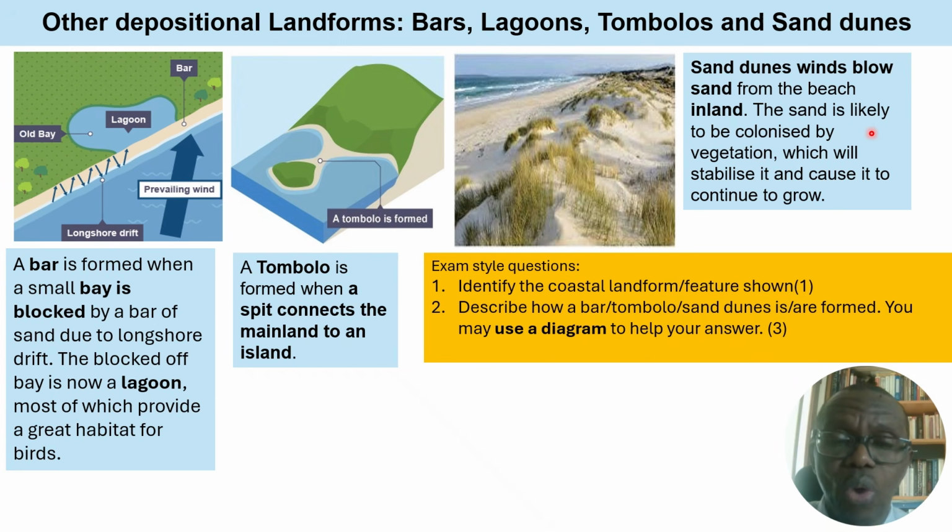So what kind of questions then are you likely to be asked regarding these depositional landforms? So you have: identify the coastal landform or feature shown. So you may be shown one of these and asked to identify what it is. And then: describe how a bar, tombolo, or sand dunes are formed. So of course, you may use a diagram, and you'd explain the process through which either one of these is formed.